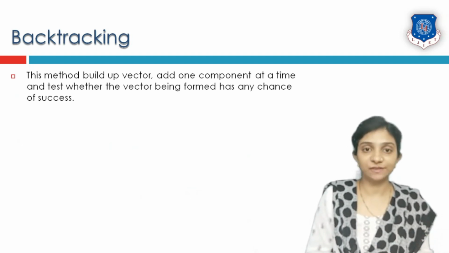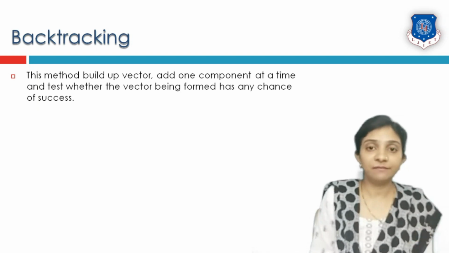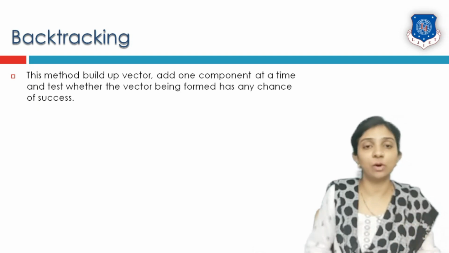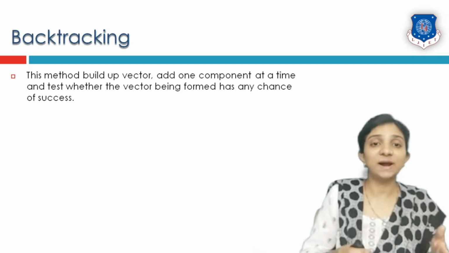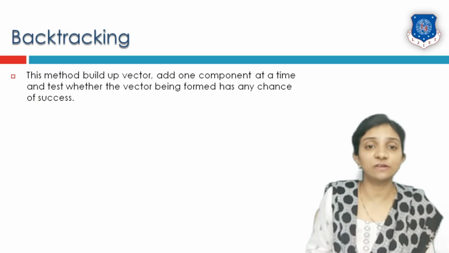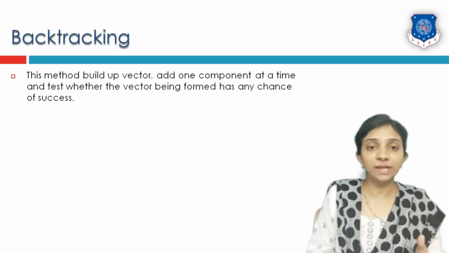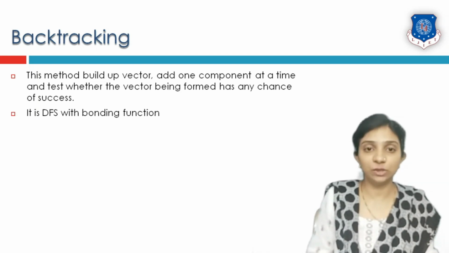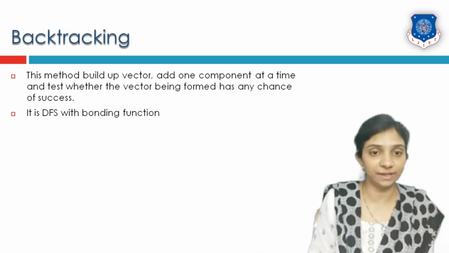Backtracking method builds a solution as a vector. In the vector, it adds one value or one component at a time. It will also check whether this partially created vector will lead to a complete successful vector or not. If this partial vector is not leading to our solution vector, then it will not explore that vector in detail.